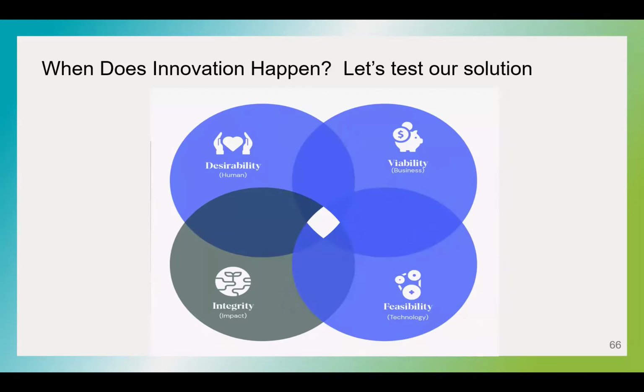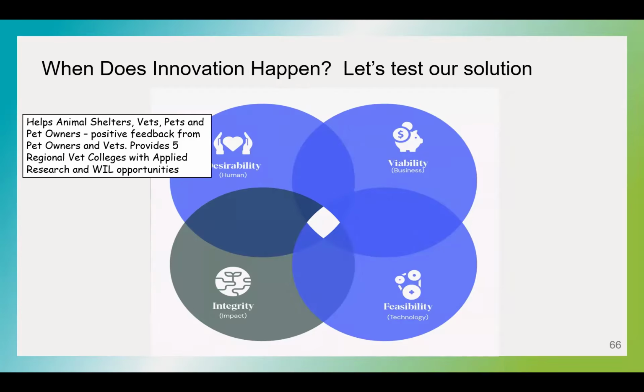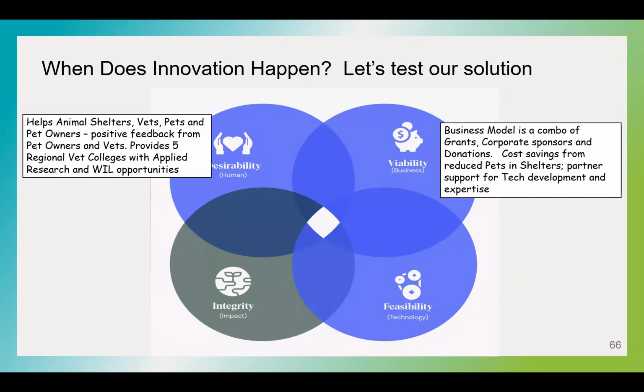So when does that innovation happen? Let's test our solution. It helps animal shelters, vets, pets, and pet owners. Positive feedback from pet owners and vets. It provides 5 regional vet colleges with applied research opportunities. The business model is a combination of grants, corporate sponsors, and donations, with cost savings from reduced pets in shelters, and partner support for tech development and expertise.